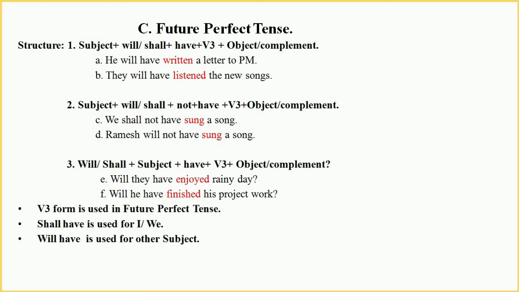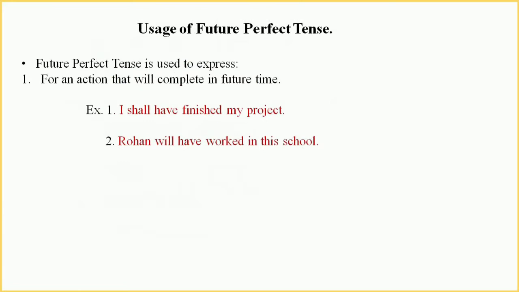Examples are: We shall not have sung a song. Ramesh will not have sung a song. Now, for interrogative sentence, the structure is will or shall plus subject plus have plus third form of the verb plus object or complement with a question mark. Examples are: Will they have enjoyed rainy day? Will he have finished his project work? Students, third form of the verb is used in future perfect tense. Shall have is used for I or we. Will have is used for other subjects.